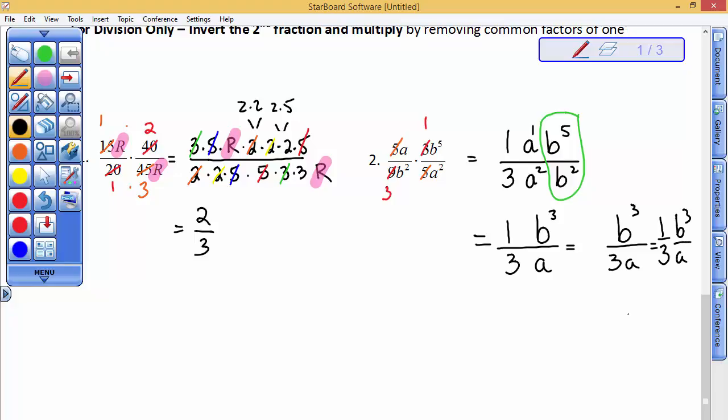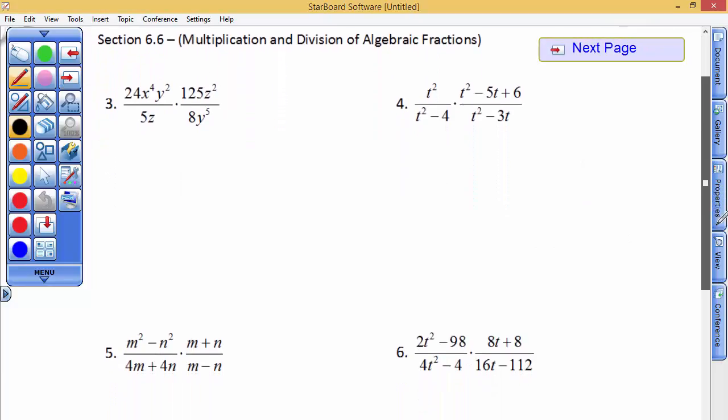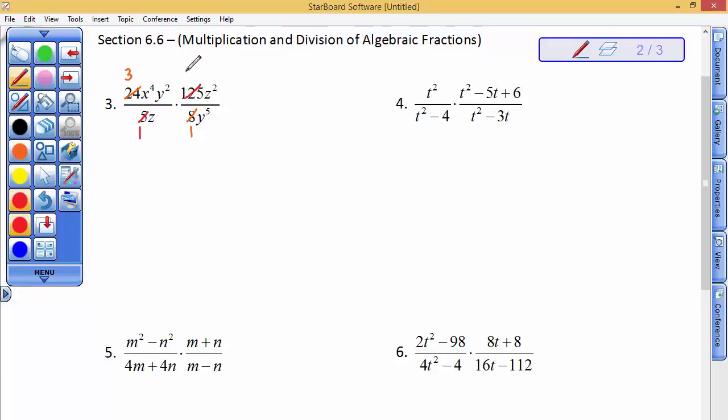So we have simplified, and these particular problems don't involve much in the way of factoring. So same thing with number 3. Personally, I'm going to go ahead and say 8 goes into here once, into there 3 times. And then I'm going to say 5 goes into 5 once, and I think it goes into 125, 25 times. So numerically, what I'm left with in this problem is 3 times 25, or 75.